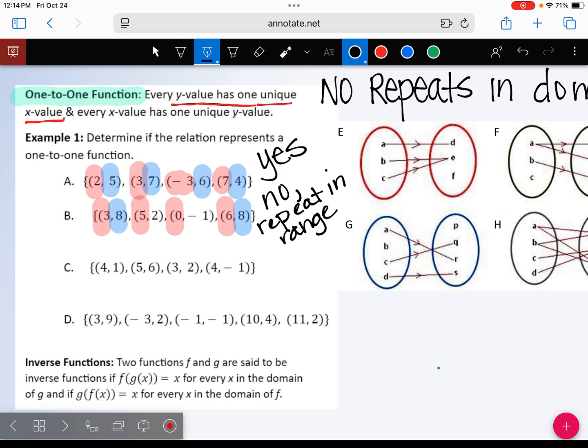All right, let's look at C. Who says yes? Who says no? Why is it no? What is repeating? The 4. So if this is a no, I don't need to check why. It's a no. The answer is no, because we have a repeat in the domain.